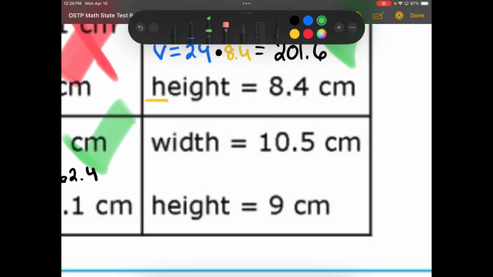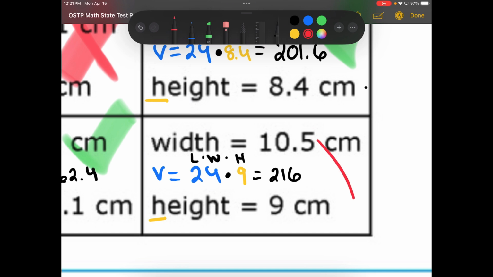Last one. Let's do the same thing. Volume equals 24. Remember, that's the length times the width times our height. In this case, it gave us 9. What is 24 times 9? So this is not a dimension.